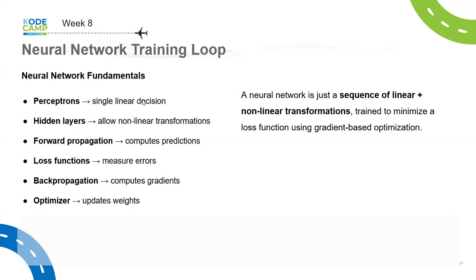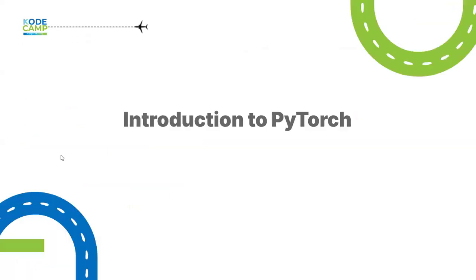This is basically a repetition of the same thing. This is kind of a summary of it, right? Perceptron, single linear decision, hidden layers, then forward propagation for computing predictions, loss functions for measuring errors, back propagation for computing gradients, optimizers for updating weights. So a neural network is just a sequence of linear and nonlinear transformations. Okay. Right. So we are going to take an introduction into PyTorch.